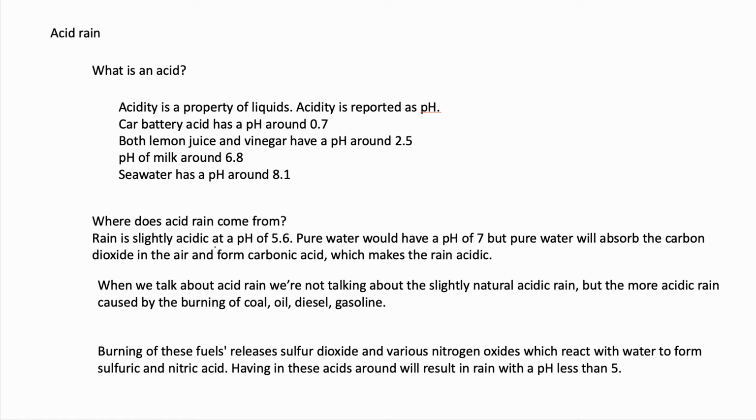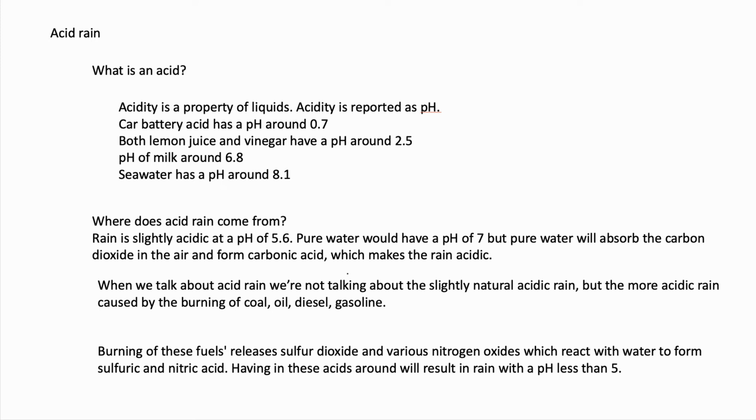So rain is slightly acidic at a pH of 5.6, so that's less than 7. Pure water would be a pH of 7, but it absorbs carbon dioxide from the air and forms what's called carbonic acid, which makes the rain acidic. So why is rain slightly acidic at pH 5.6? Because it has carbonic acid in it. So when we're talking about acid rain, we're not talking about the slightly acidic natural rain, the 5.6, but the more acidic rain caused by burning of coal, oil, diesel, and gasolines and things like that. Because the burning of fuels releases sulfur dioxide and various nitrogen oxides, okay?